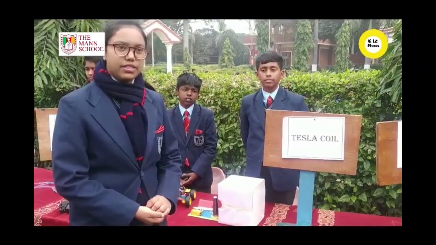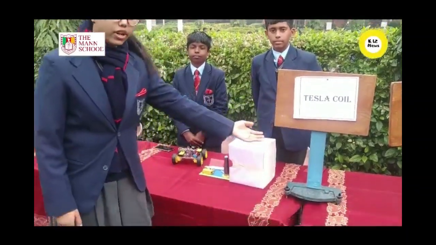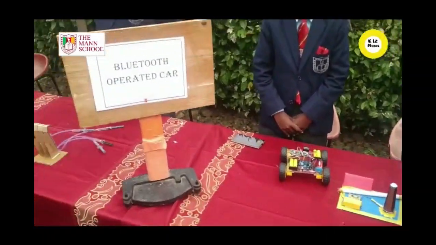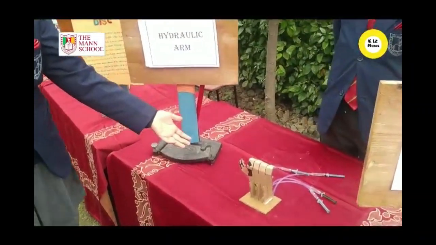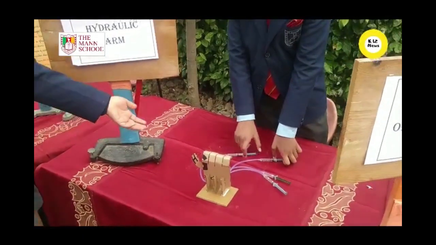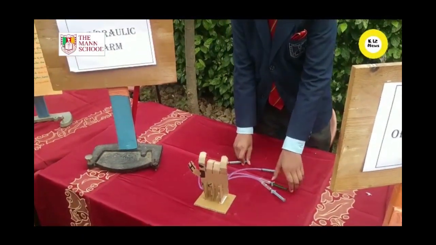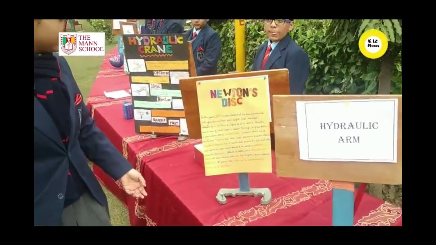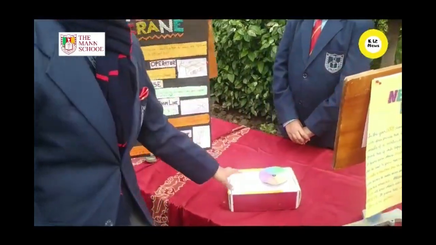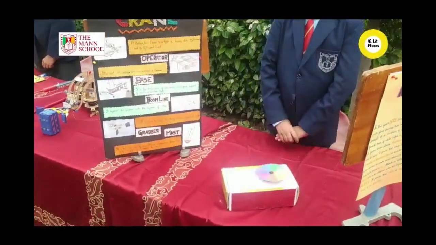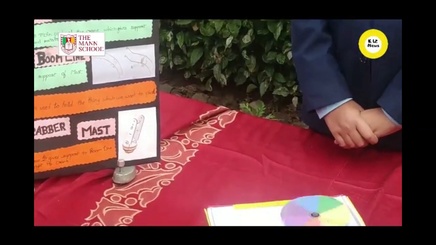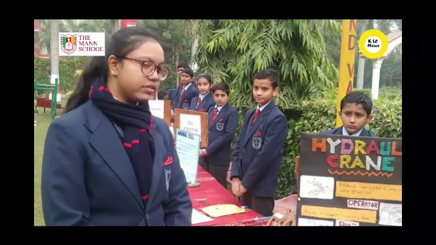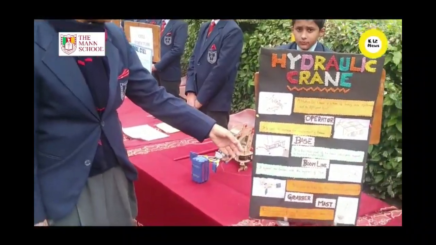The other exhibits that are made by the students include the Tesla coil, Bluetooth operated car, hydraulic arm which is based on the push exerted by liquid, the Newton's disc which shows 7 colors of light, and the next is the hydraulic crane.